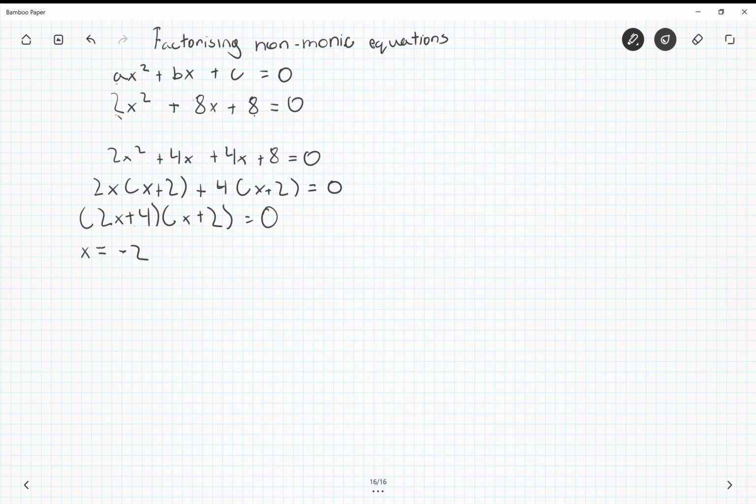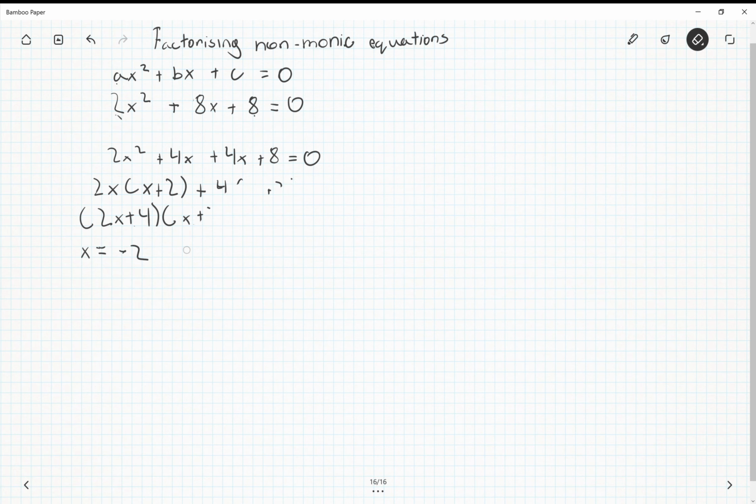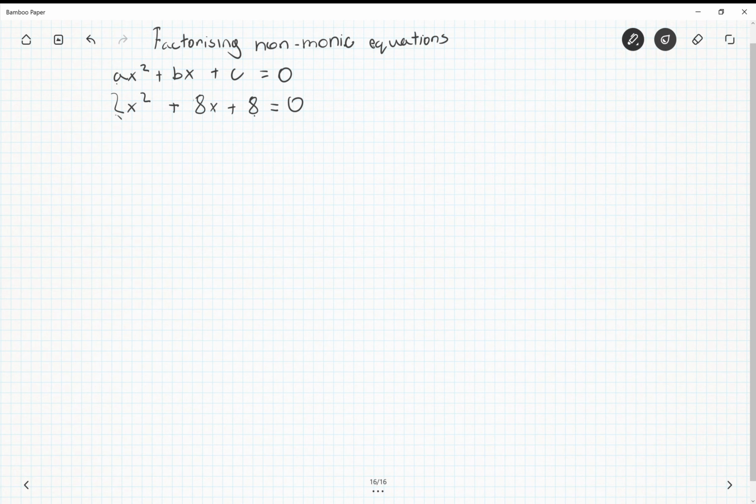Let's try and do another equation. Let me just rub this out. So let's say we have the equation 4x squared plus 10x plus 20 equals 0. Does that equation work? Let me just check. 18.